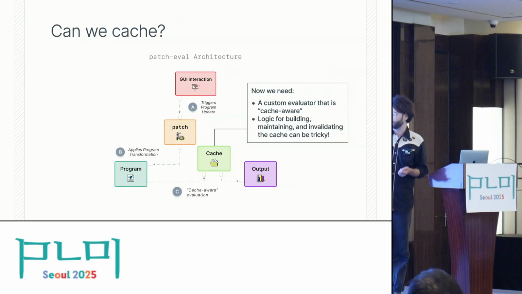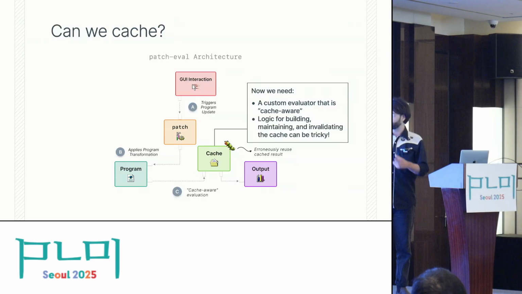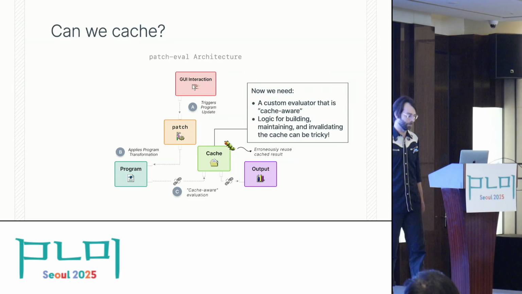And if we do mess up, let's say we erroneously reuse some cached result when we shouldn't, we can get into this really nasty state where the correspondence between our program and output is actually broken. From here on out, every GUI interaction that we're taking in this system is seeing an inconsistent state of the program and output. And that's breaking the core obligation.